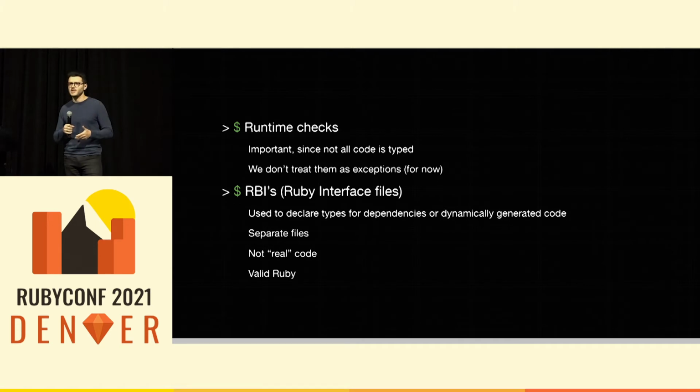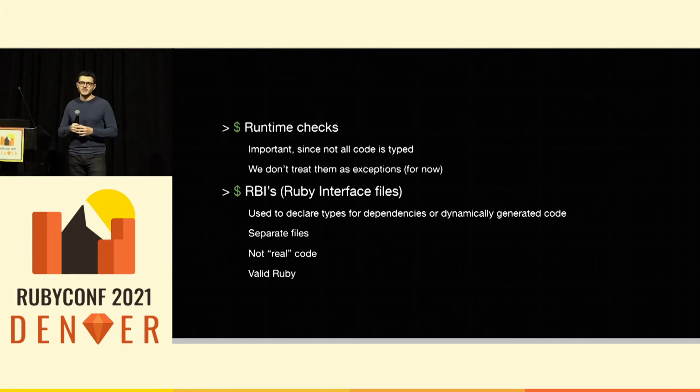So I've been talking about typing your own code, and that's awesome, that's great. But what about your dependencies? What about code that is not actually written in text, dynamic code? Sorbet's answer to these things is the RBI, or the Ruby interface file. And all an RBI is, is declarations of classes and methods and constants. I'll show you an example soon, but it's essentially a skeleton of code. There's no actual body in these things.